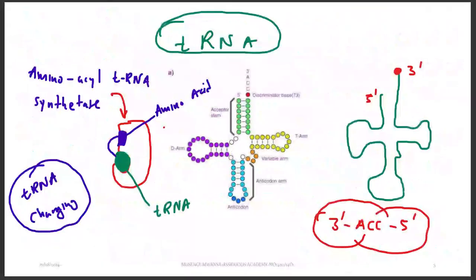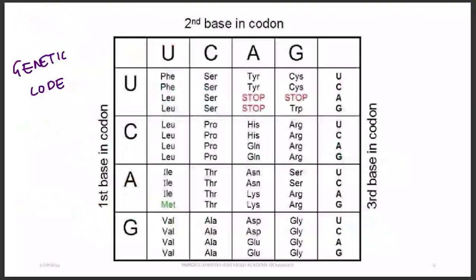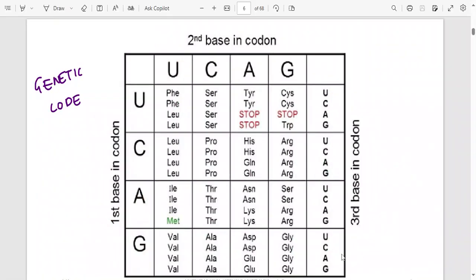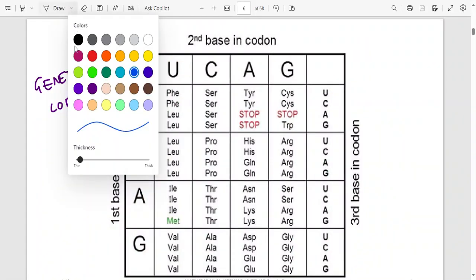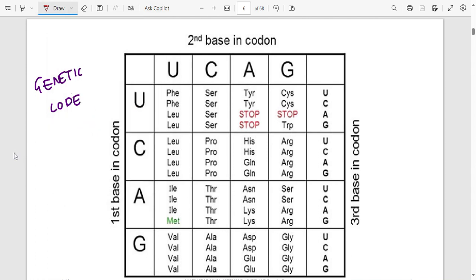Okay. Now let's look at what we call the genetic code. Here is our genetic code. Let's just understand it more. So the genetic code has got properties, different properties in the way we read it and just some other things.